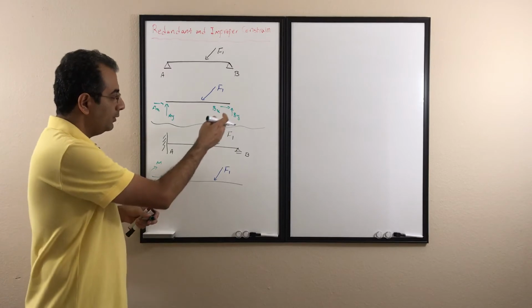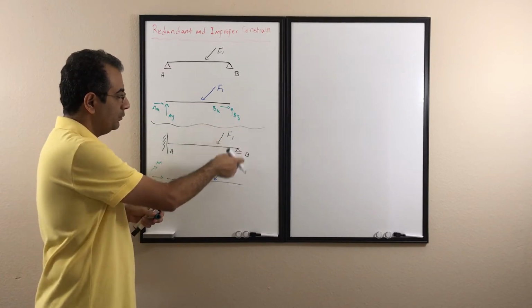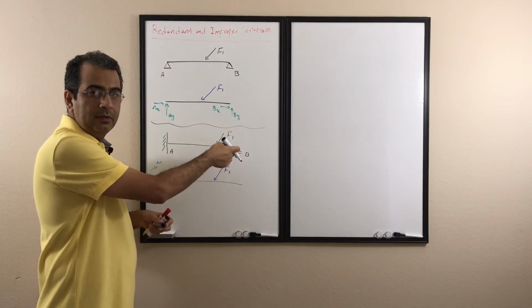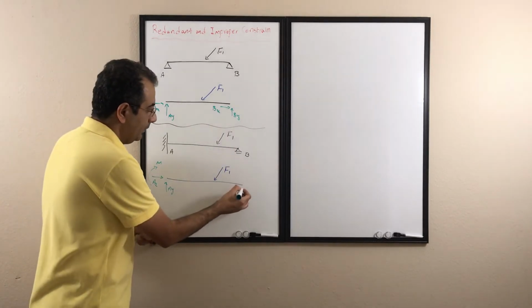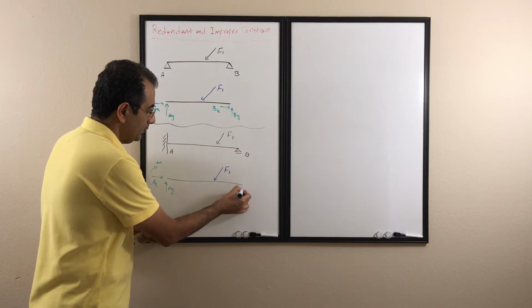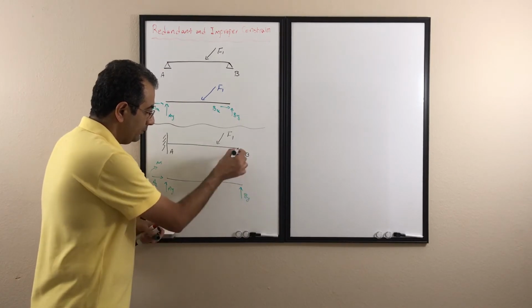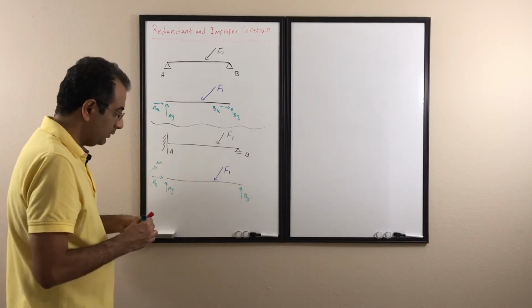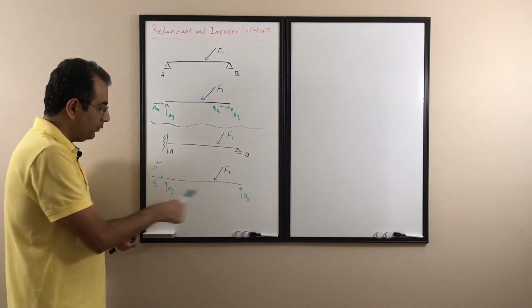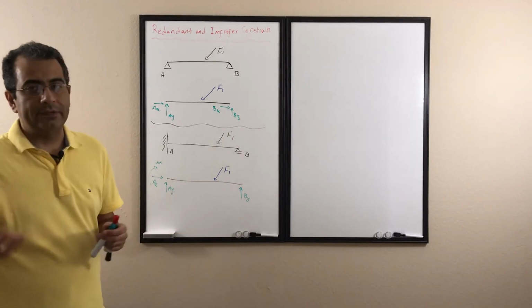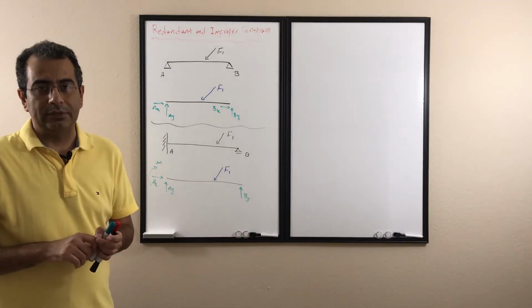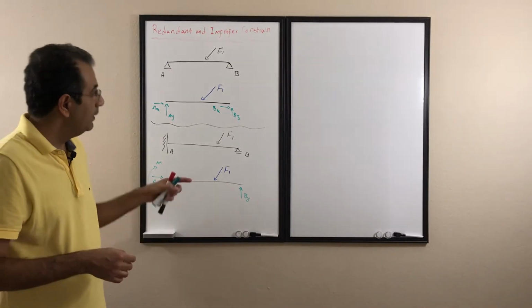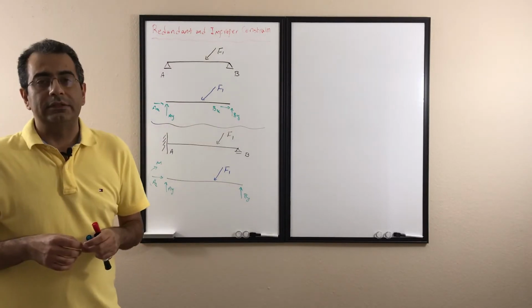Here at B, I have a roller. I know the roller only prevents point B from moving up and down. It doesn't restrain it from any other motion. So the only thing I'm going to put there is BY, to prevent it from going up and down. So again, this time I have 4 unknowns. Also, I have 3 equations. Again, this is statically indeterminate. I cannot determine all the forces, and again, it has a redundant support.